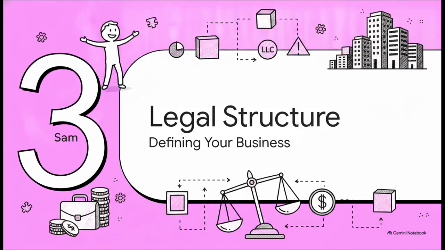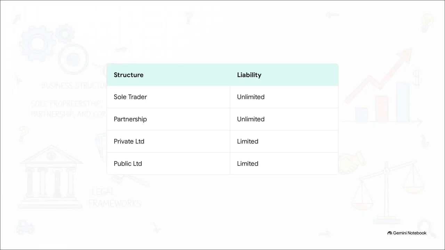Section 3. Picking a legal structure. Our stickman, Sam, is operating firmly in the private sector. He wants to build his own empire. So now, we absolutely must choose the exact legal shape his business is going to take. There are a bunch of ways to trace this out. He could go it alone as a sole trader.